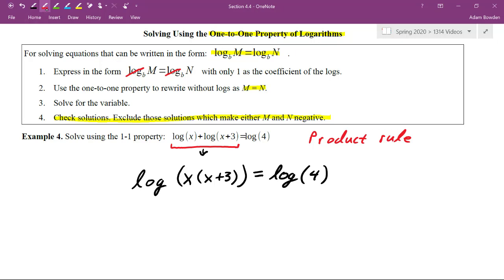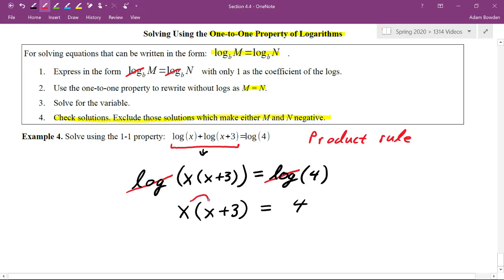And now we use the property that allows us to cross out the log from both sides. Now it only allows us to do this if there's just one log on both sides. If we have more than one log, then we need to join them together first until we get them all down to just one log on both sides. So taking away those logs will leave us with just x times x plus 3 equals 4.